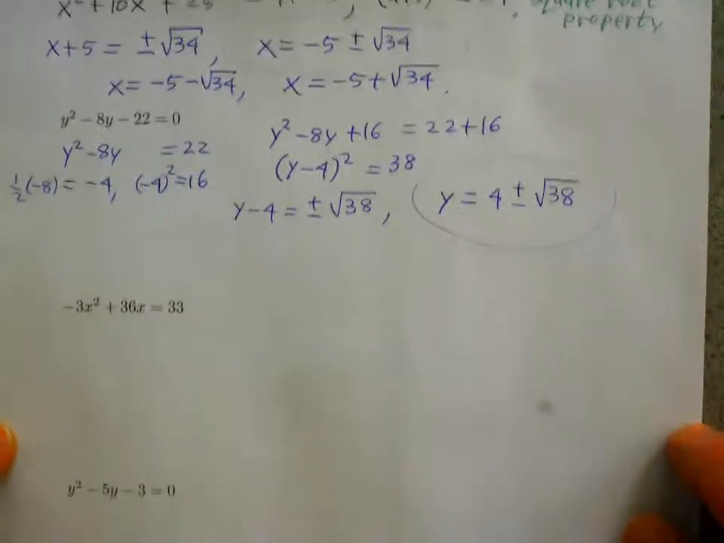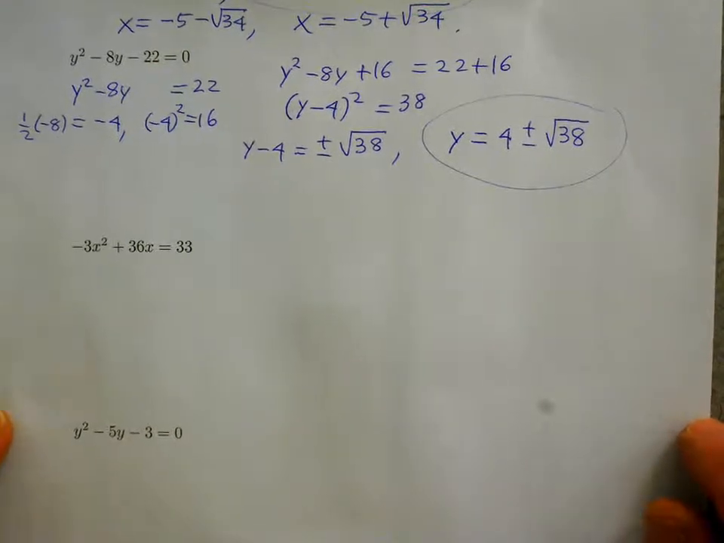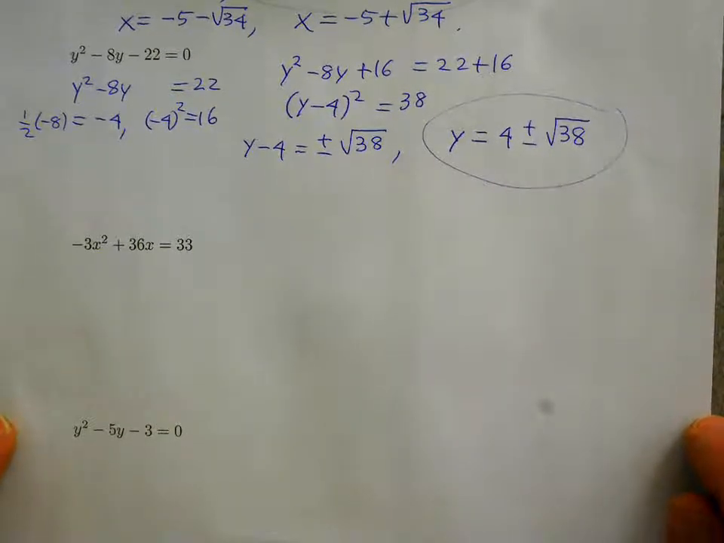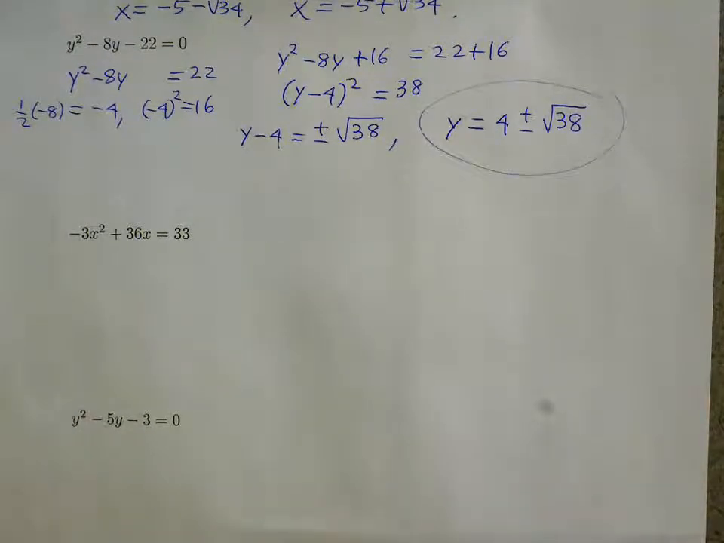Okay, I'll give you a couple of minutes to work on the next one. We're starting out with -3x squared plus 36x equals 33. So go through the steps that I've described.